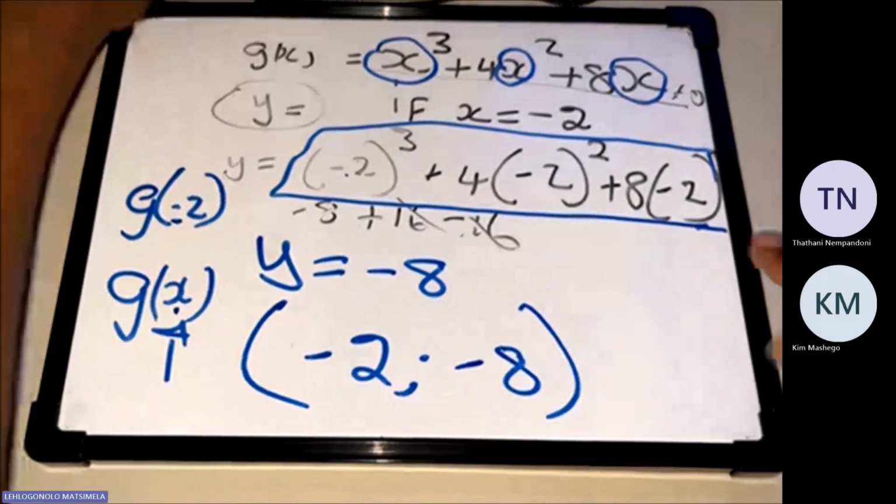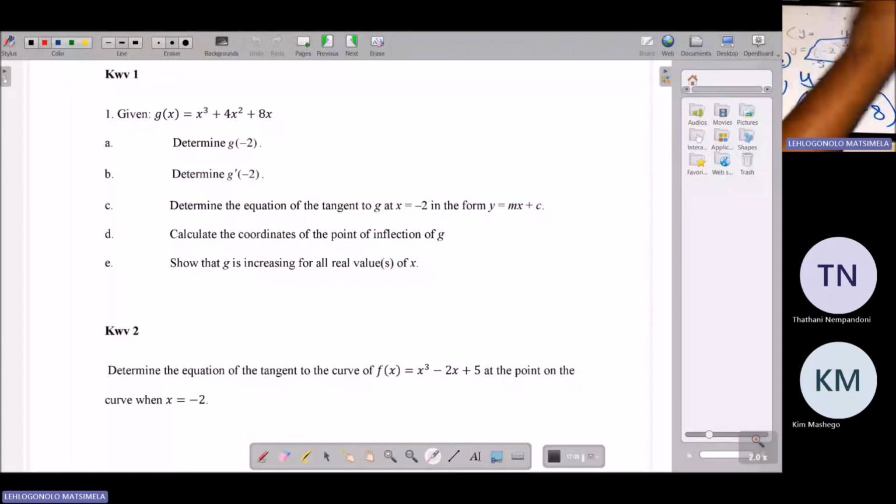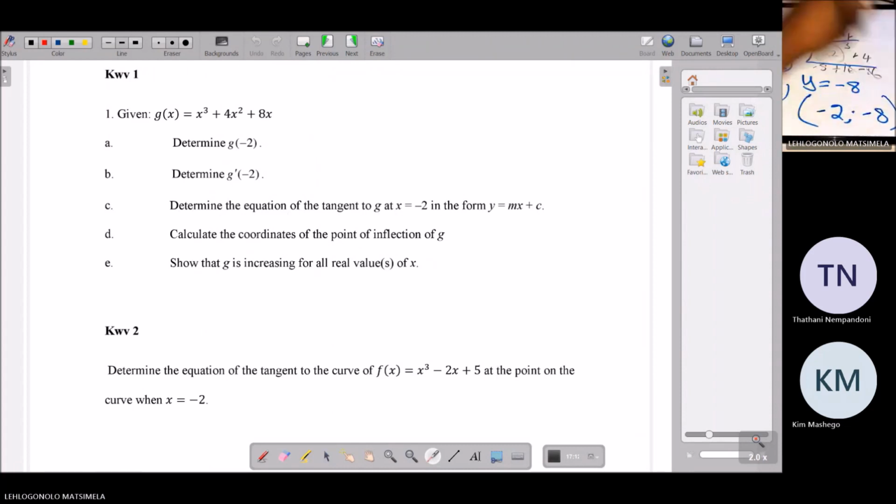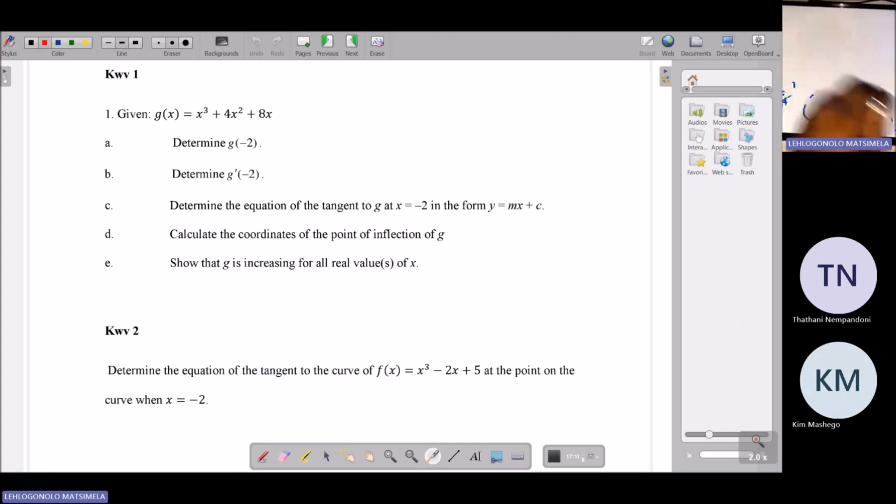Okay, the second part of it, they say given g in the brackets, determine the first derivative of g at minus 2. What are they trying to tell me and you here? They are telling us that when you first derive, you substitute x as minus 2, and then what is the value? That's what they are asking me and you.